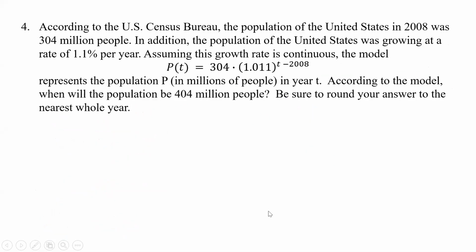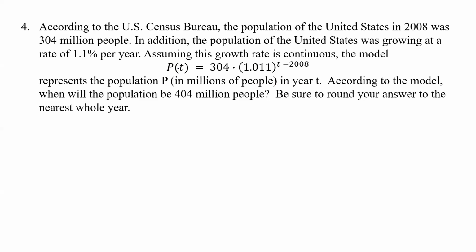And so let's do one last one here. And so it says, according to the U.S. Census Bureau, the population of the U.S. in 2008 was 304 million people. In addition, the population of the U.S. was growing at a rate of 1.1% per year. Now, assuming this growth rate is continuous, then the following model is going to be true.